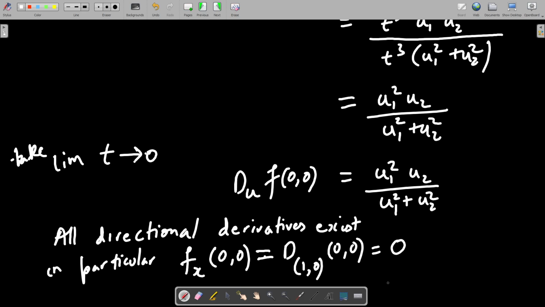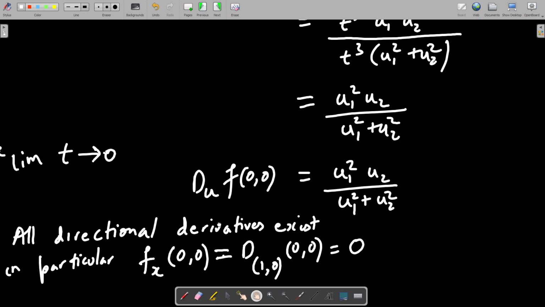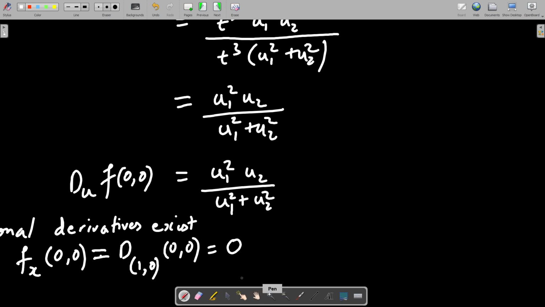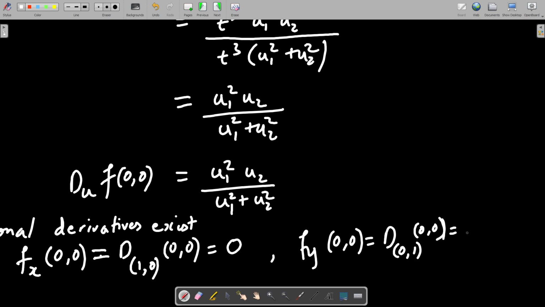Same way, your partial derivative with respect to y is nothing but the directional derivative along (0,1) at (0,0). Numerator will be 0, denominator is 1, so this is also 0.